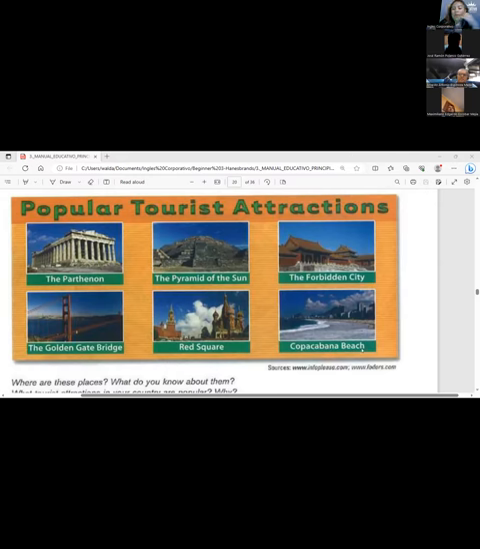And the last one, Copacabana Beach. What do you know about Copacabana? Brazil? Yes, very good. Copacabana is in Brazil. What part of Brazil? Not Cuba. It's Brazil. I don't know. Well, Brazil only has beaches around the Atlantic Ocean.